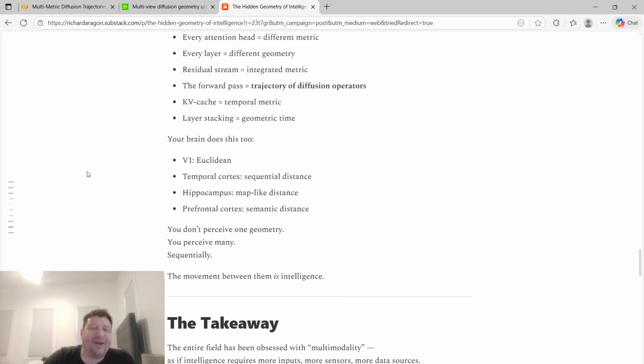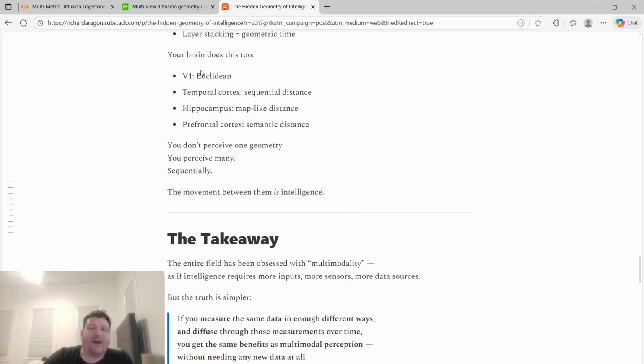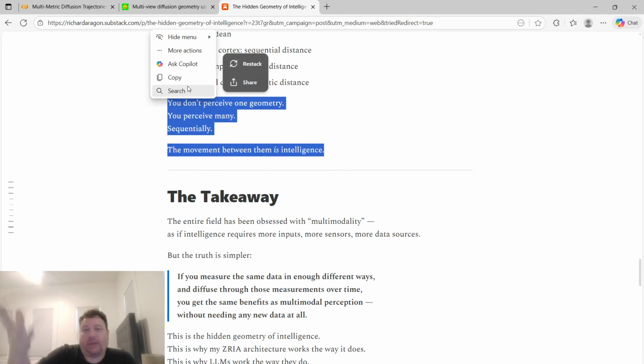And so your brain does this too, right? V1 is Euclidean, and then you have the temporal cortex, which is sequential distances, then the hippocampus, which is map-like distances, and then the prefrontal cortex, which is semantic distances. So you don't perceive one geometry, you perceive many sequentially over time, and the movement between them is intelligence. That's what you are. It's what I am, right?